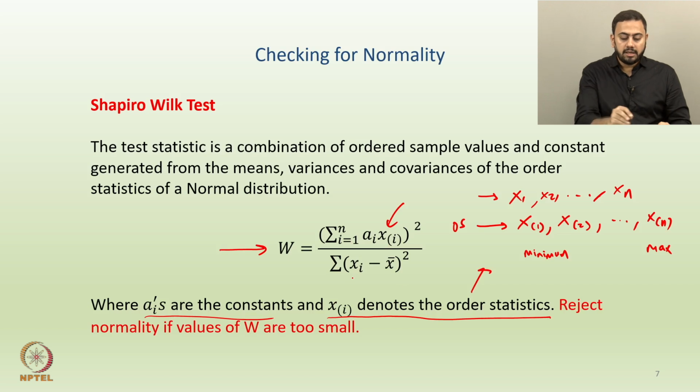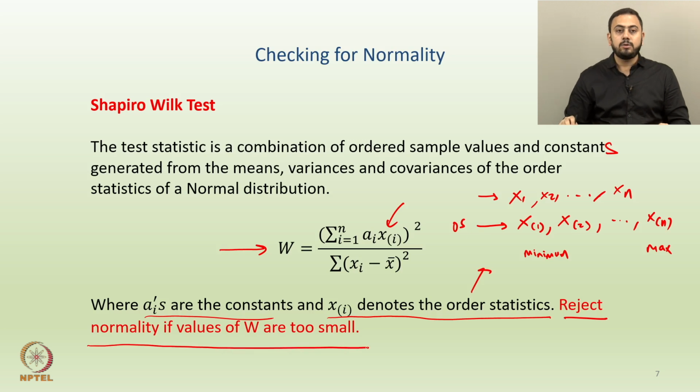Now, this test statistic is a combination, like we discussed, of ordered sample values, x bracket i, and some constants generated from the means, variances and covariances of particular order statistics of a normal distribution. And again, one can reject the null if the values of the test statistic are too small. If the values are too small, then you can reject the null hypothesis of normality.